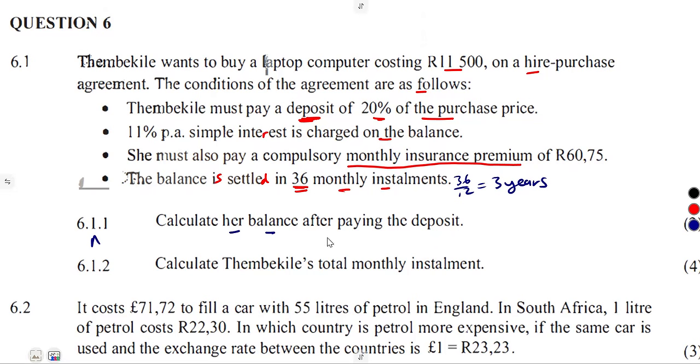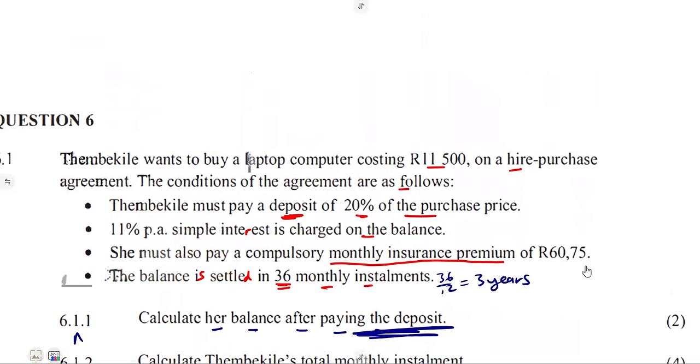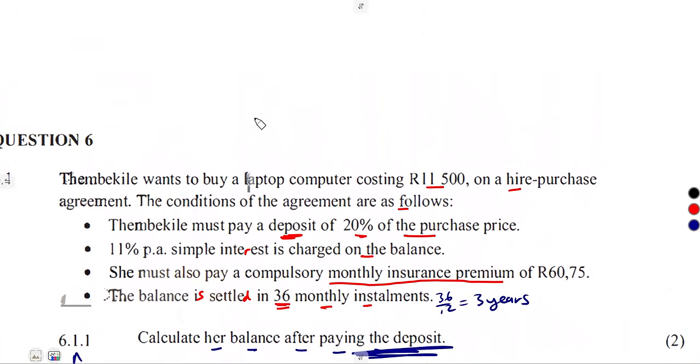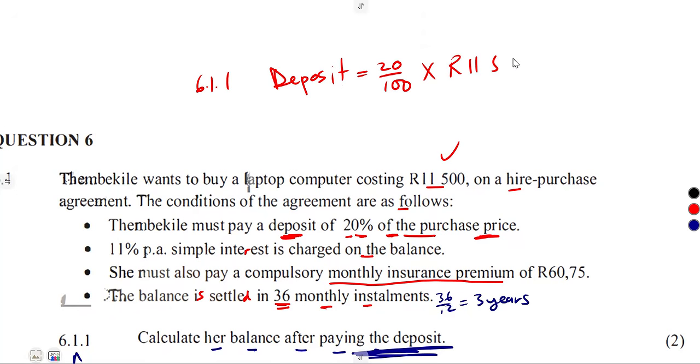All right. 6.11. Calculate the balance after paying the deposit. After paying the deposit, what is her balance? All right. So let's start with the deposit first. Our deposit is what? 20% of the hire purchase price. So that's 20 over 100 times the hire purchase price of 11,500. That is going to give us 2,300. 2,300, that's 20%.